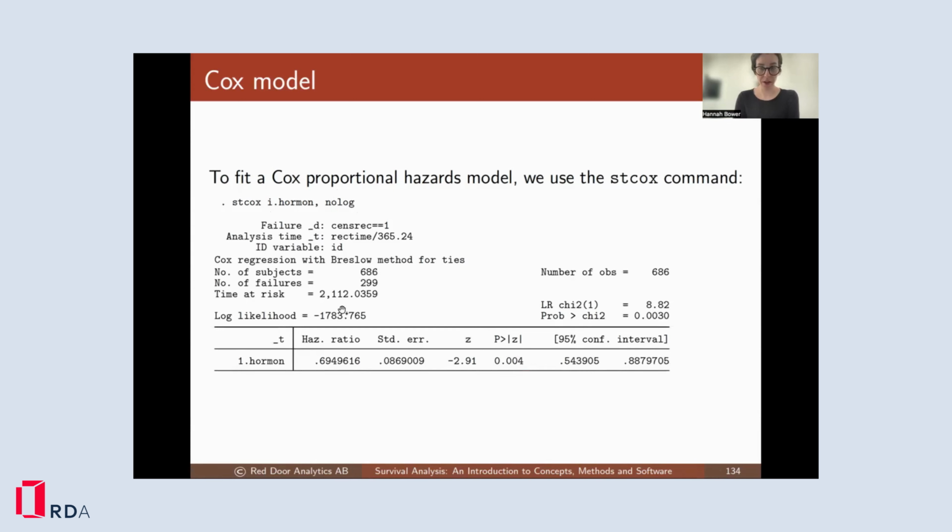We have lots of information at the top of the output, but the thing that we're really interested in is the table here, where we see that we have an estimate of the hazard ratio for our variable hormone. We no longer see an underscore cons in this output, which is what we saw previously when we used streg. That's because, as I said, we do not directly estimate the baseline rate in this model. This isn't something that's estimated. But we do get a hazard ratio, a p-value for the inclusion of this variable, and a confidence interval here.